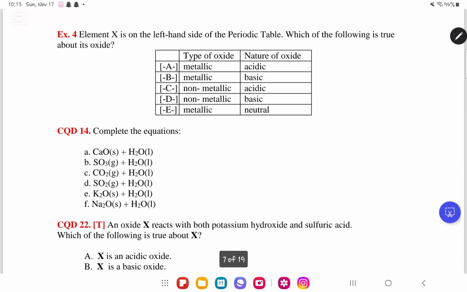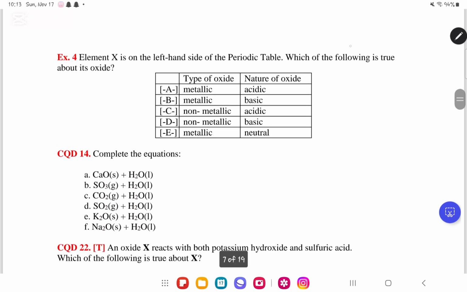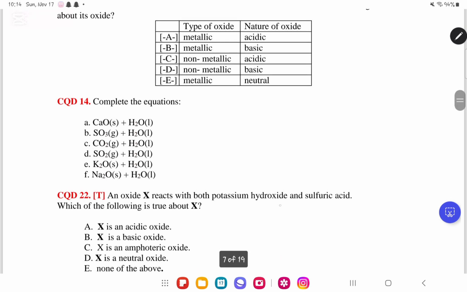Now we move on to exercise 4. Element X is on the left side of the periodic table. Which of the following is true? If it's on the left side of the periodic table, then it is a metal. And a metallic oxide, a metal oxide, is basic. So B is correct. So now we move on to complete the equations.